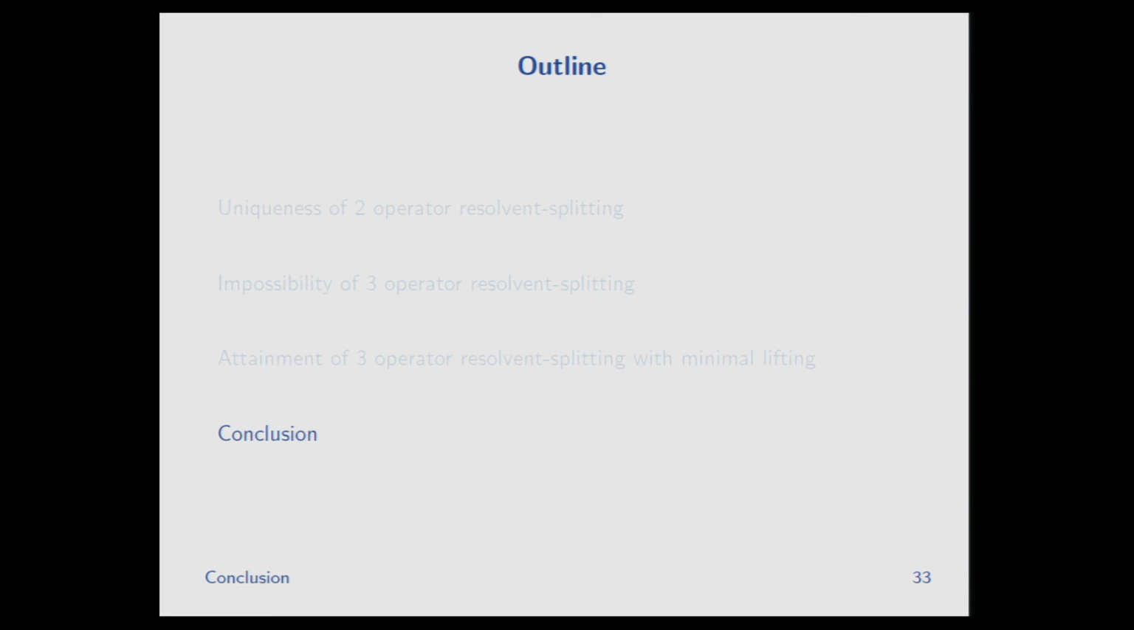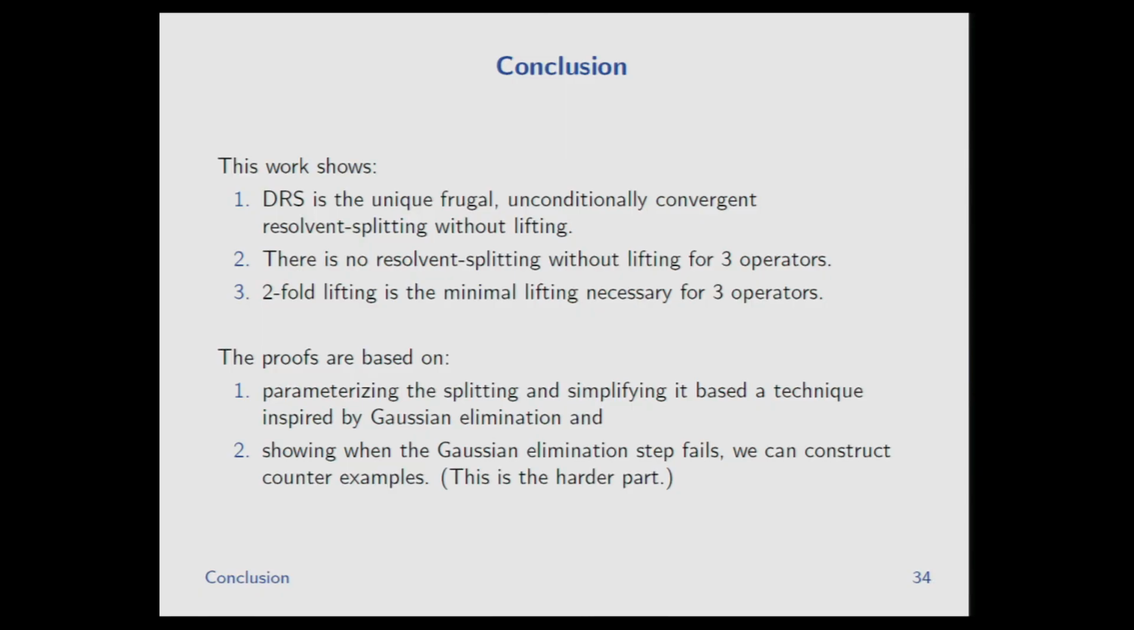OK, so I'm pretty much done. This work shows three things. The first question was whether DRS was unique or not. And it is unique. DRS is the unique, frugal, unconditionally convergent resolvent splitting without lifting for the 2-operator problem. Question number 2. For 3 operators, if you insist that we want a resolvent splitting, and if we insist that we are not going to use lifting, if we impose these 2 conditions, then 3-operator splitting is impossible.